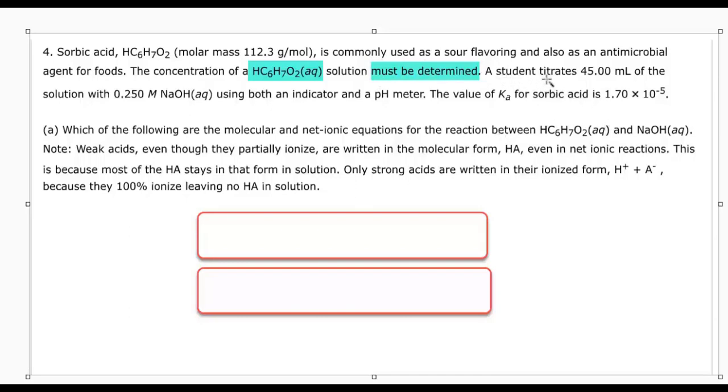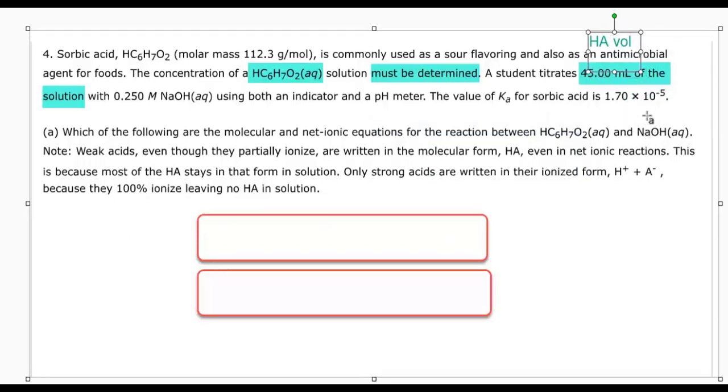Now, it's done with a titration where a student titrates 45 mLs of solution. So this is 45 mLs of our acid. Our HA, we'll color code the acid as green. Our HA volume is 45 mLs. Okay, we may have to refer back to that later. Now we're titrating it with a base. That's what it looks like here.